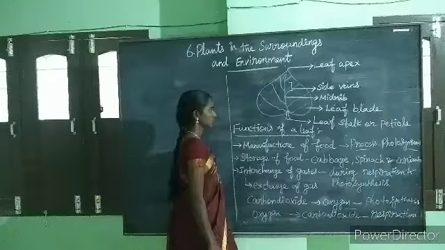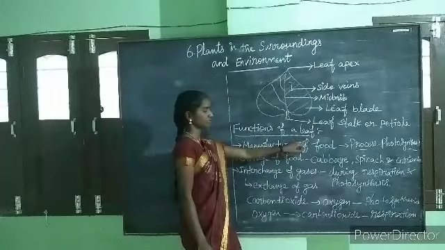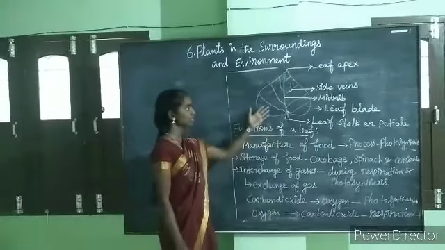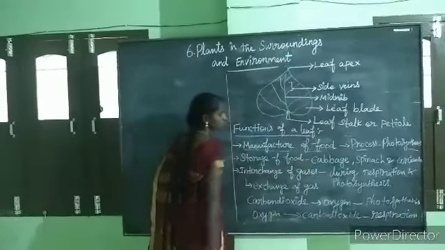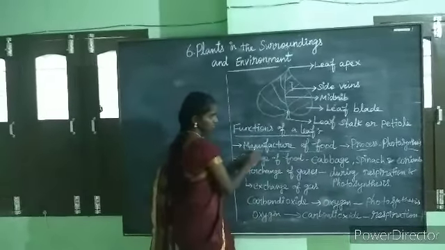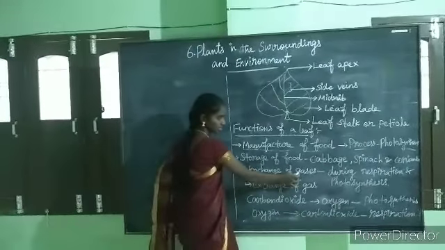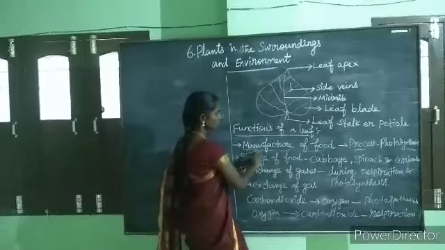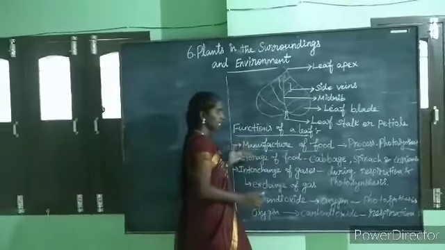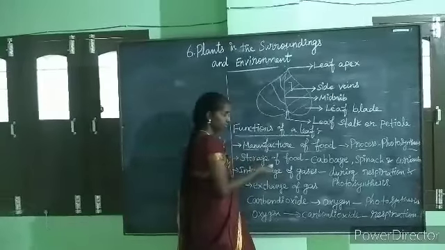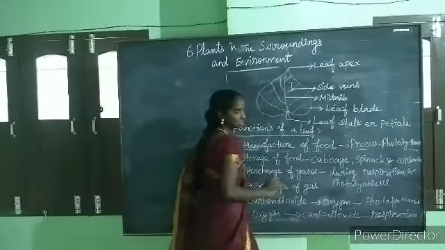Okay children, next one, functions of a leaf. So what are all the functions the leaf will do? Let us see. Manufacture of food, storage of food, interchange of gases. So what does manufacture of food mean? The leaf of a plant will produce the food. It will manufacture the food in the process of photosynthesis.